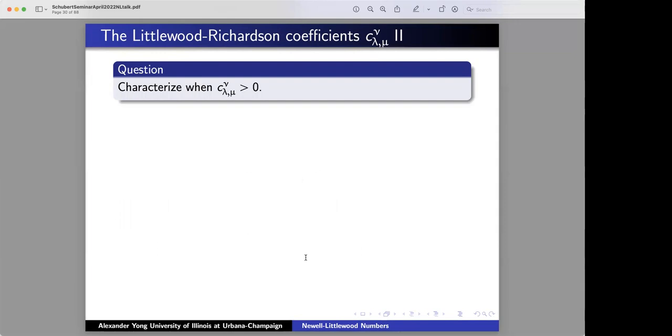All right, what's the main question that pervades this particular talk? The question, naively stated, is: characterize when C lambda mu nu is positive. At first sight, the question is rather stupid because one answer could just be, well, you just told me an algorithm, so just compute the algorithm. And if it comes up with the empty set, then the answer is zero. And if it doesn't, it's positive.